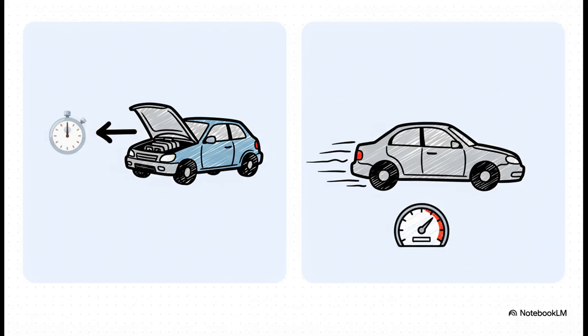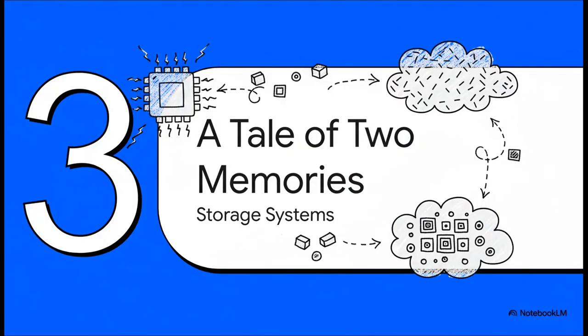All right, so our CPU is all revved up and ready to work, but where does it get the data from? And where does it put the results? Well, for that, it needs memory. And as we're about to see, the computer uses two totally different kinds.